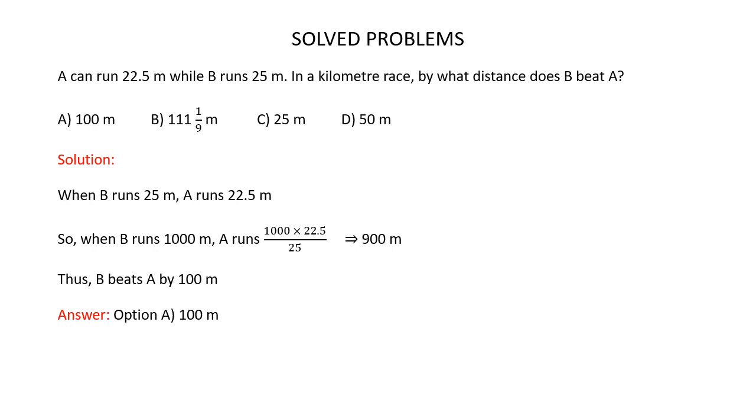So when B runs 1 kilometer, that is 1000 meters, A runs 1000 multiplied by 22.5 divided by 25, which is 900 meters. So when B runs 1000 meters, A runs 900 meters only. Thus B beats A by 1000 minus 900, which is 100 meters. So the correct answer is option A, 100 meters.